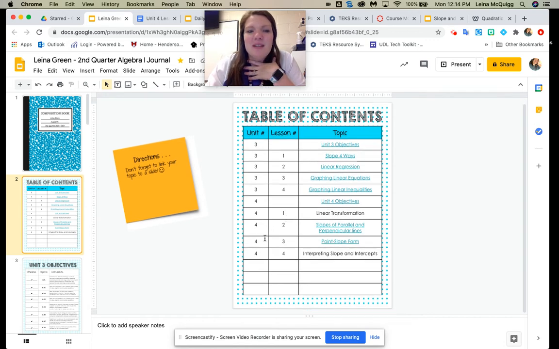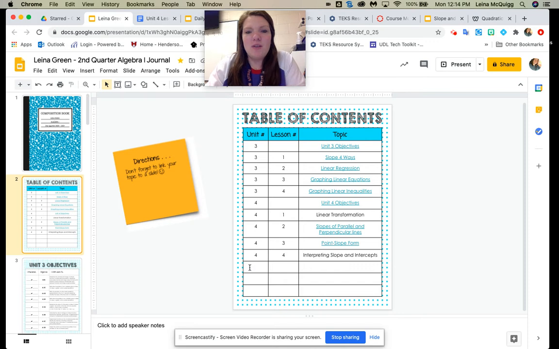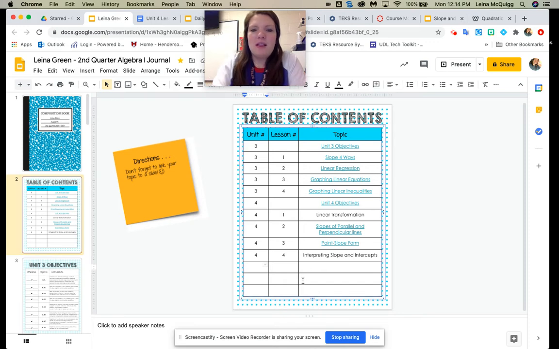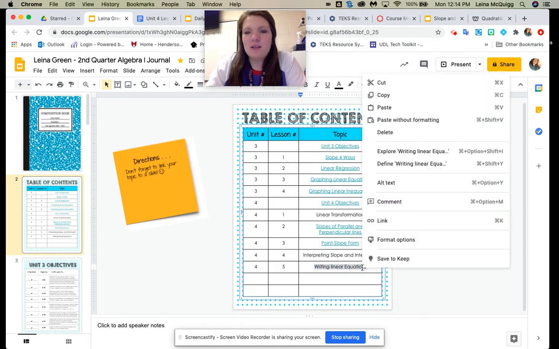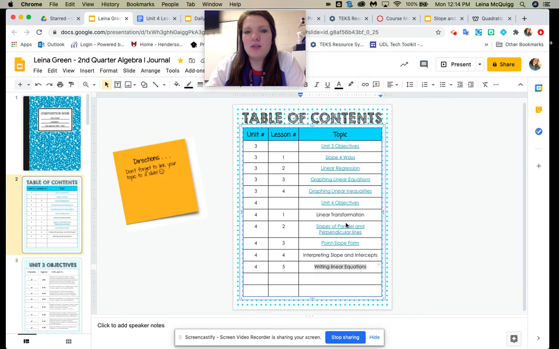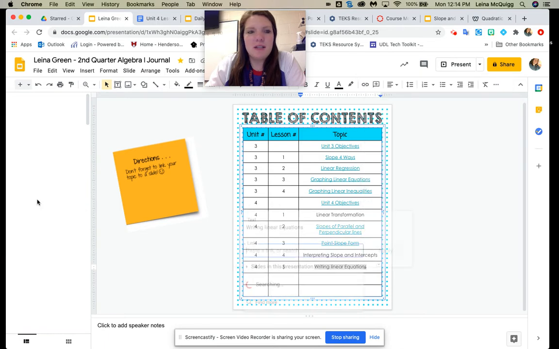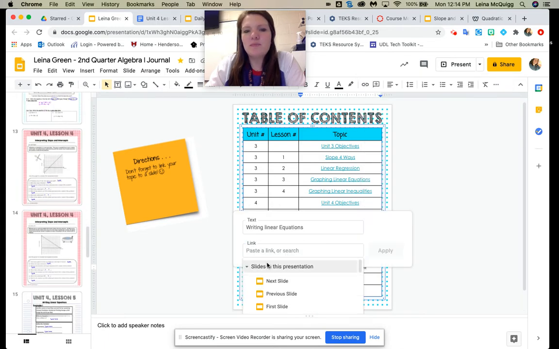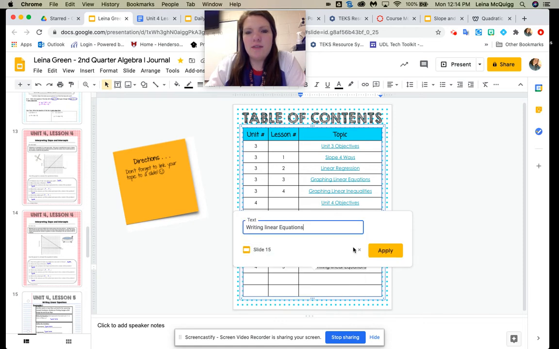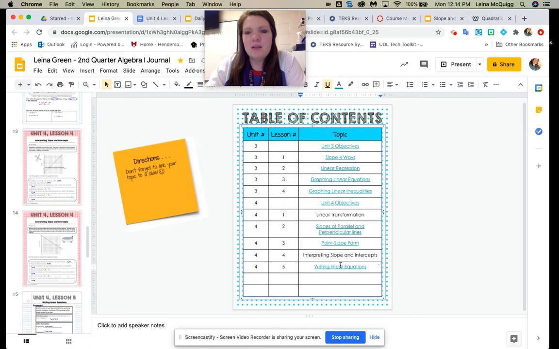Okay. So today we are looking at Unit 4, Lesson 5. And we are writing linear equations. This is linked to slide 15. Go to slides and presentation, just scroll down until you see slide 15 and apply. So you can just click on here and it will take you to slide 15.